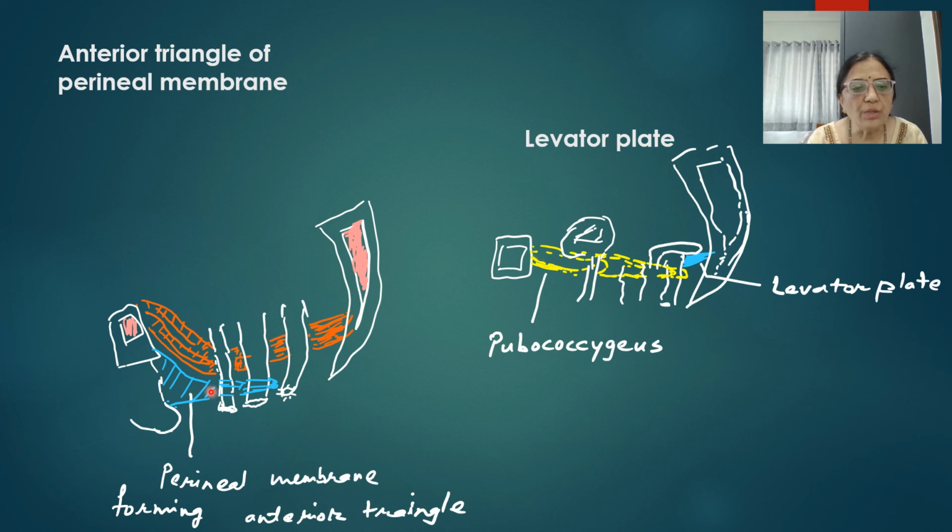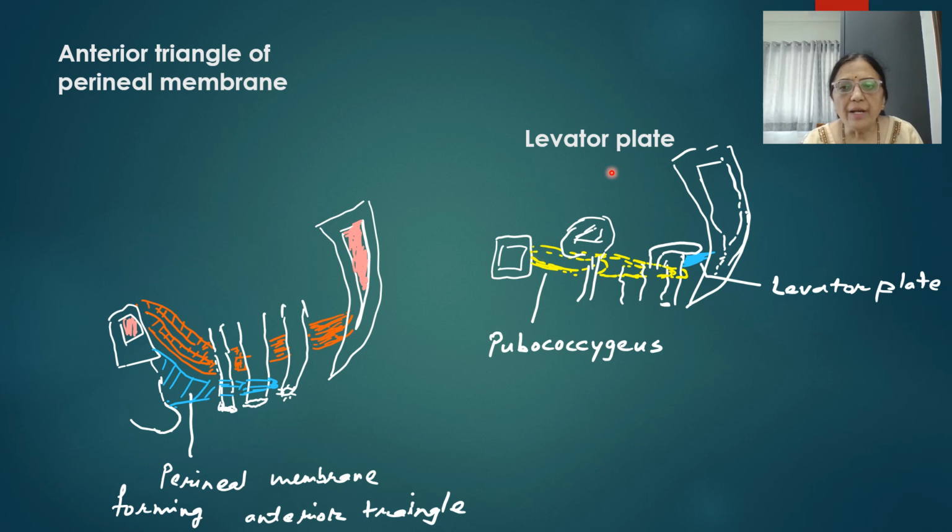That is the reason only two tubular structures pierce this perineal membrane, that is the urethra and vagina, whereas the rectoanal canal, the anorectal canal, is not piercing it. It is piercing only the levator muscles, or only the pelvic diaphragm. So the pelvic diaphragm is pierced by all these three, whereas the perineal membrane is pierced by only the urethra and the vagina, because it remains only in the anterior part of the perineum.